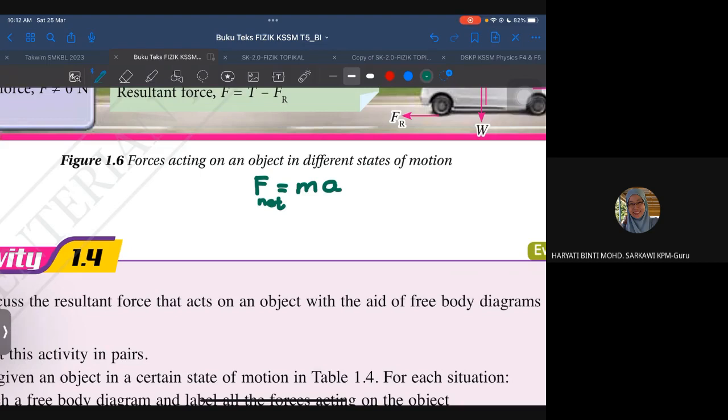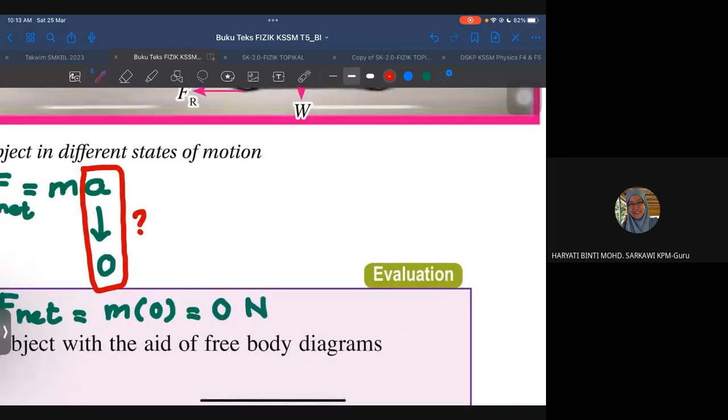So if let's say the acceleration is zero, if your a is zero, it means that your F net will be m times zero. So your F net will be equal to zero Newton. Now, question. When will a equal zero? Constant velocity, okay? You see, the formula for a, still from form 4, a equal v minus u over t. This is from form 4. Now look at this formula.